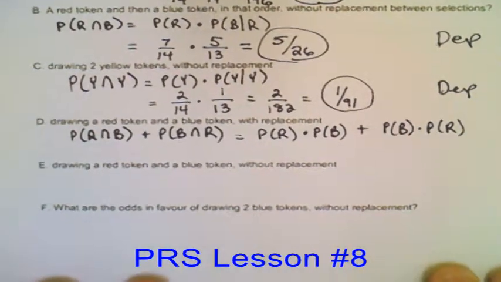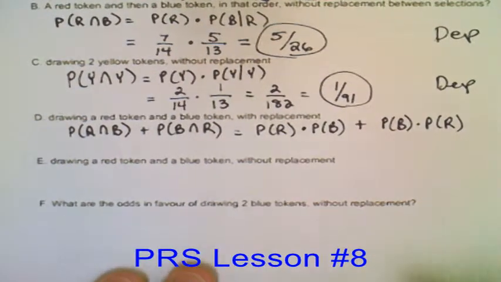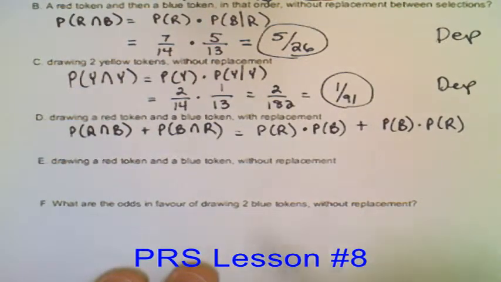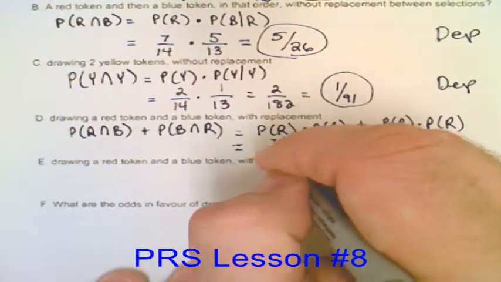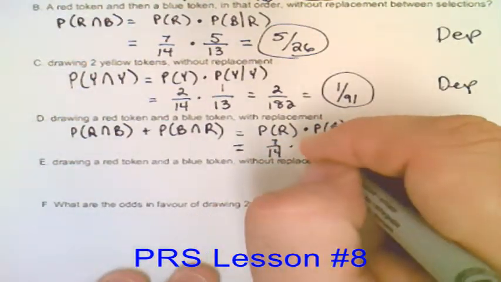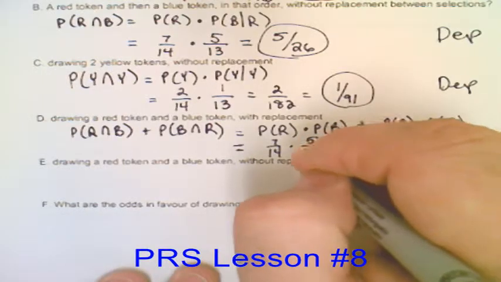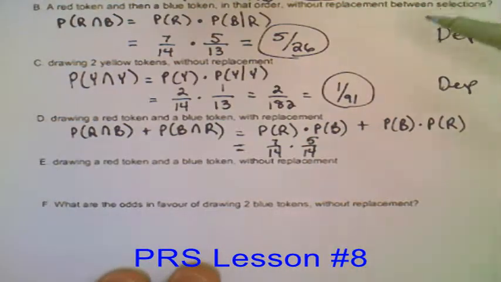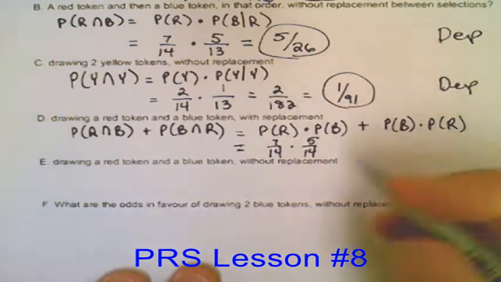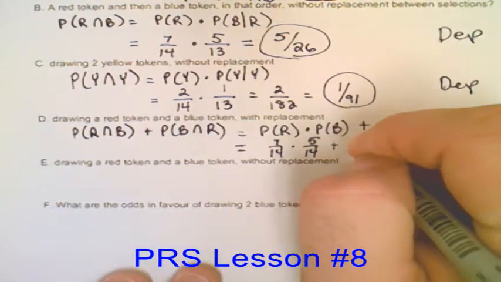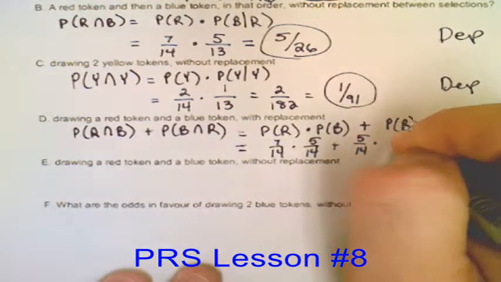Now, with replacement. So since there's replacement, it means they're going to be independent. So I'm going to end up with the probability of drawing a red token times the probability of drawing a blue token, plus the probability of drawing a blue token times the probability of drawing a red token. I don't need to consider the whole given that it's already occurred, because these are with replacement, these are independent.